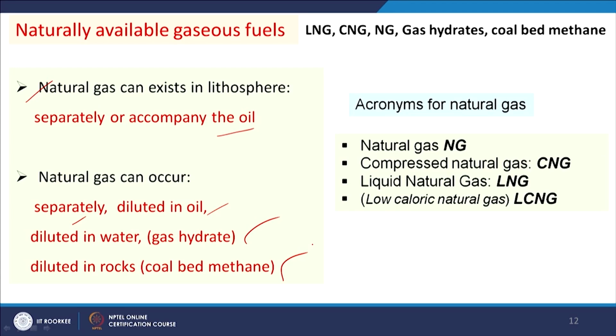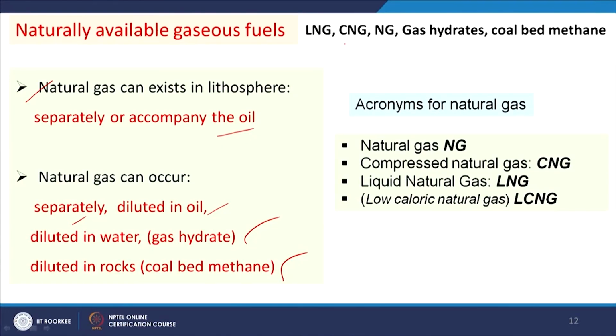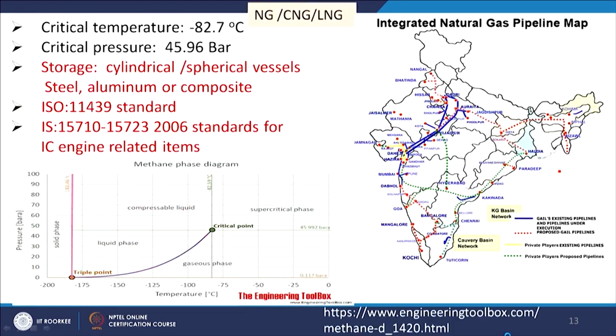So, these are the natural sources of gaseous fuels, and natural gas can exist in different forms. Some acronyms are natural gas NG, compressed natural gas CNG, liquefied natural gas LNG, and low calorific natural gas LCNG. Now, we will see what NG, CNG, LNG are. You know that natural gas at normal temperature and pressure is in the gas phase.